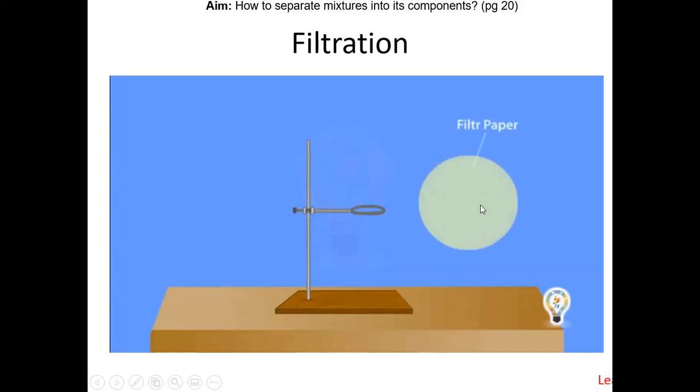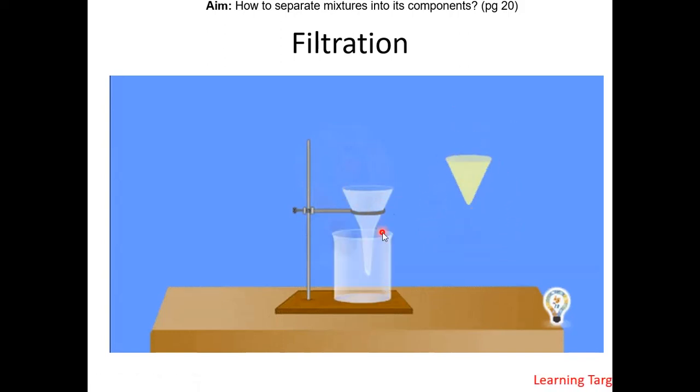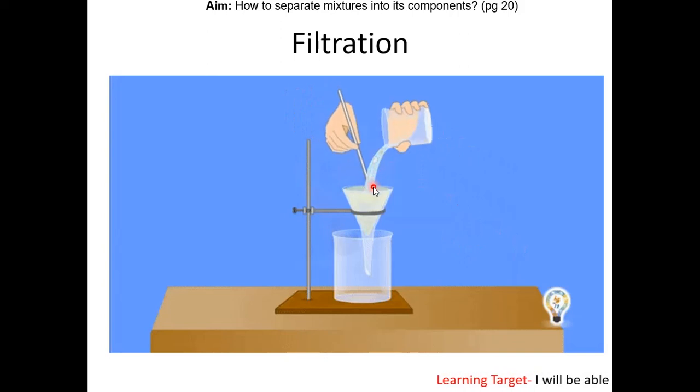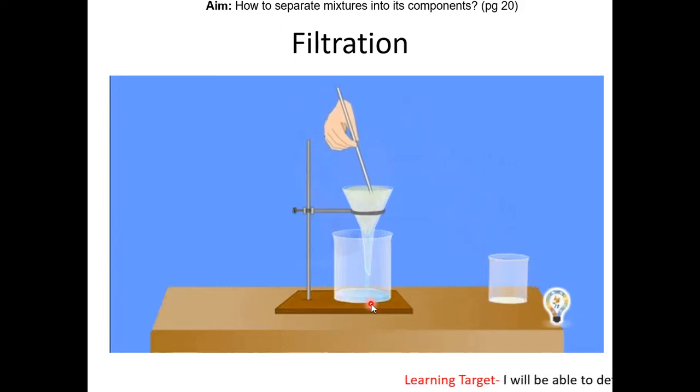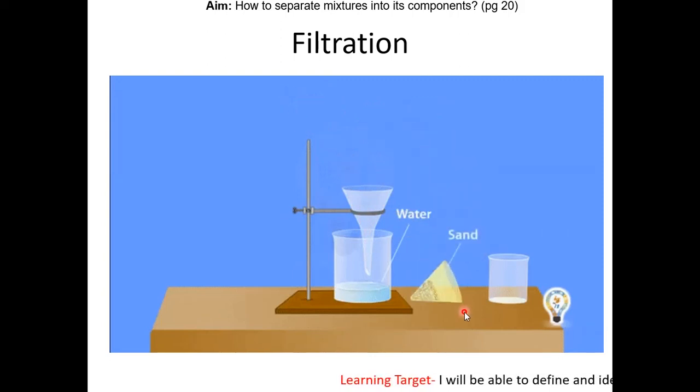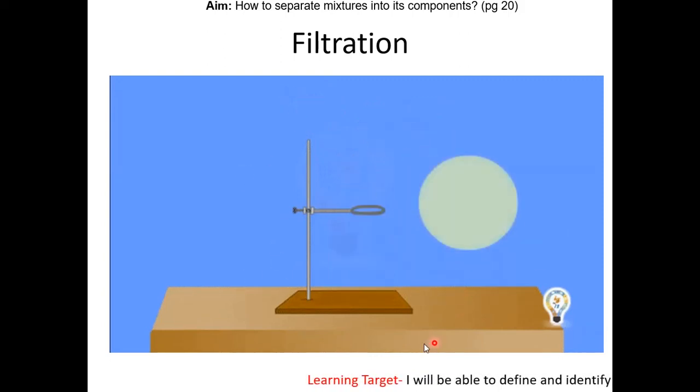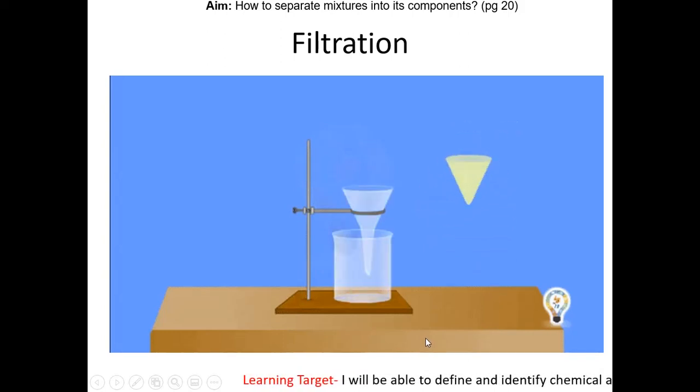Here's a GIF of what's happening. You're going to fold the filter paper and place it in the funnel. We're going to separate a sand-water mixture. The water is going to flow through the filter paper, but the sand is going to stay stuck on it. This GIF will keep playing over and over again. Once you're ready, move on to the next slide.